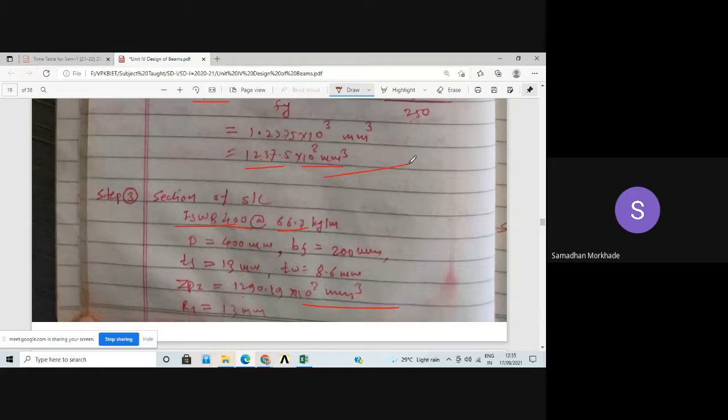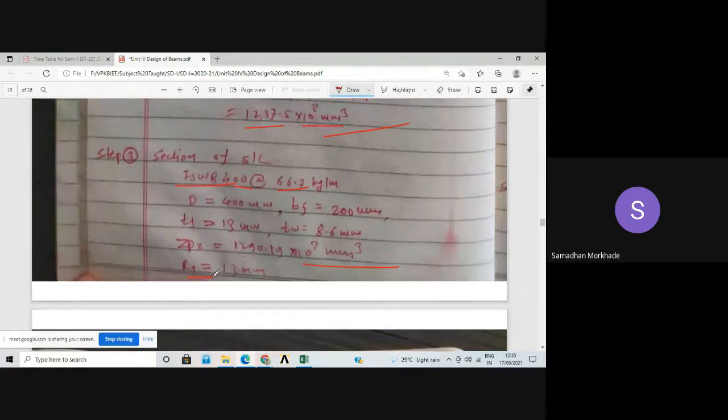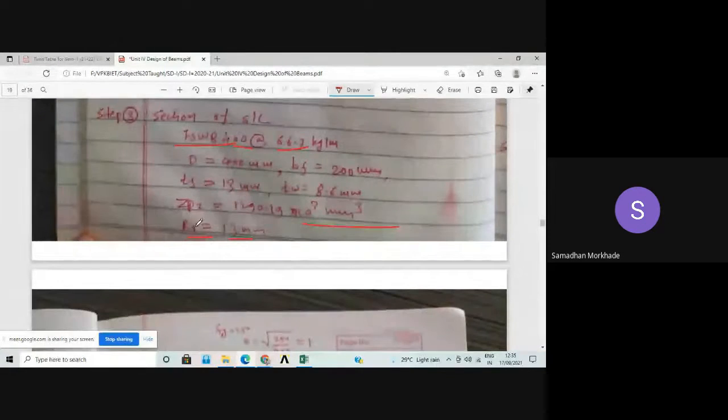In the steel table it is given in centimeter cube, so just multiply by 10 cubed, and that will be in mm cube. And this is R1, 13 mm. Okay, these are the root radius. This property is given in the steel table.